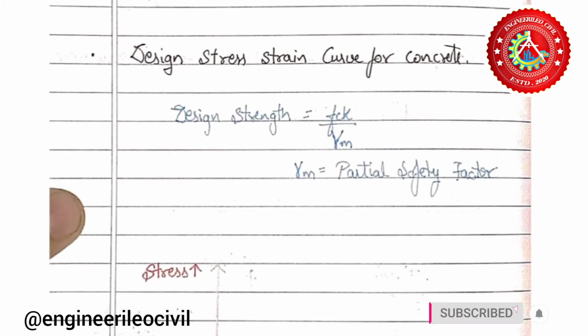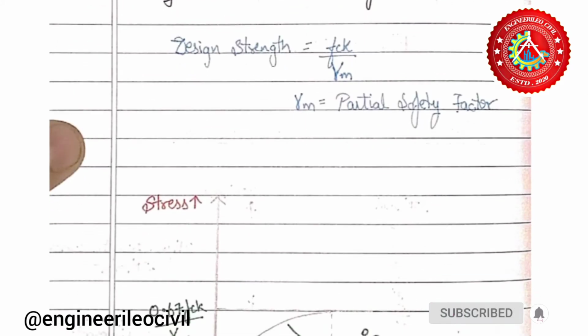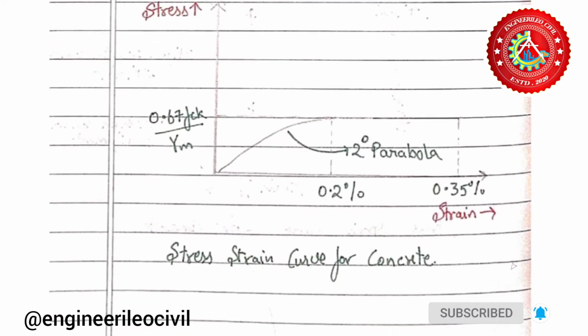Moving forward to design stress strain curve for concrete. Ignore the curve beyond 0.35% strain. The partial safety factor, assume it as gamma m. So the design strength is FCK upon gamma m, where partial safety factor is 1 if only loads are considered, 1.5 for limit state of collapse, 1 for serviceability limit state, and more than 1 for ultimate values. So here is the stress strain curve for concrete. As we have discussed the different values of partial safety factor above, here you can relate it with them.